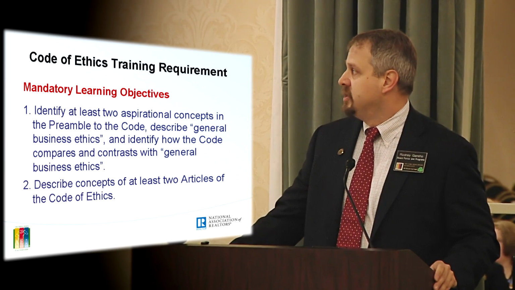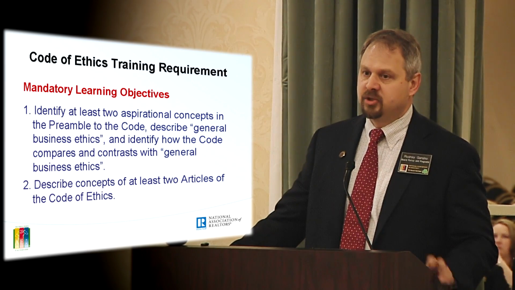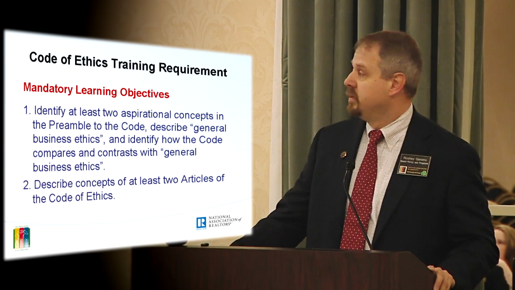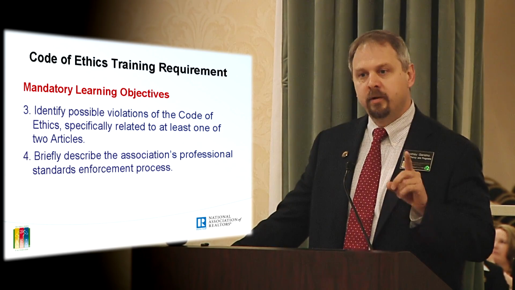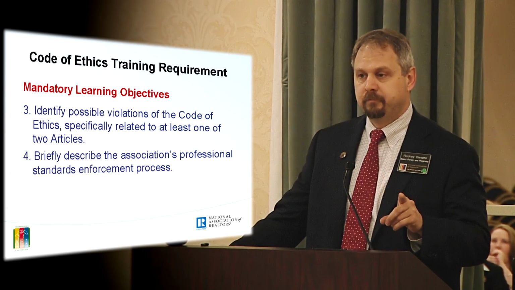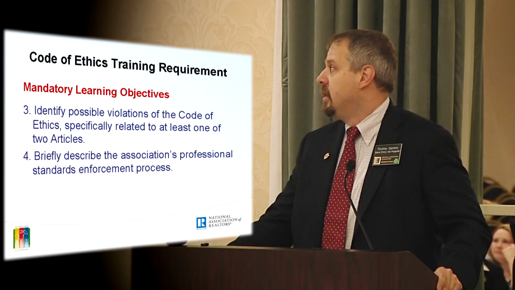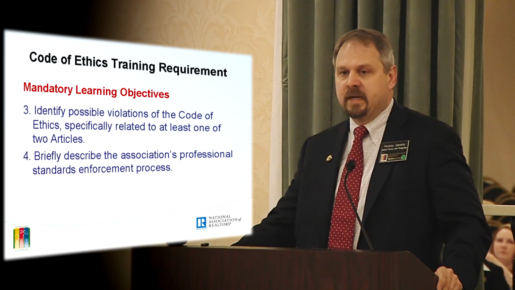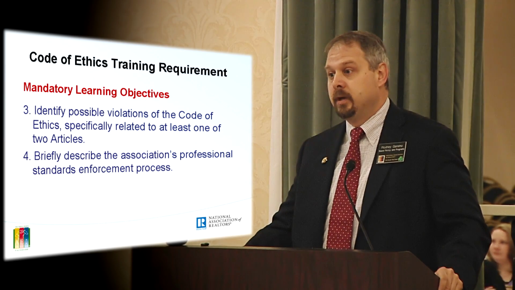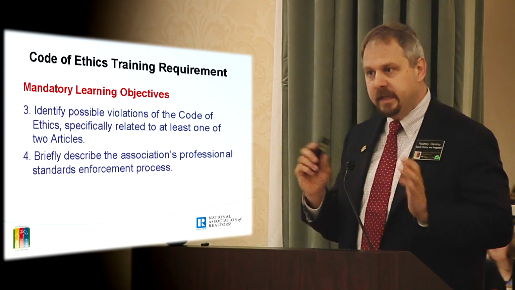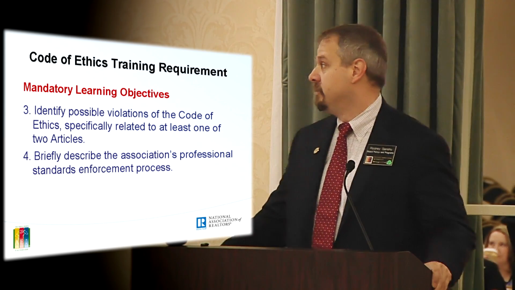The next objective is you have to cover at least 2 articles of the 17 articles of the Code of Ethics, just 2. Of those 2, the third learning objective requires that you cover possible violations of one of those 2 articles. And the last objective is you have to briefly describe the association's professional standards enforcement process, ethics complaints, arbitration requests. That's it. Those are the 4 mandatory learning objectives. You can see that it's somewhat easy to build a course around those. And the group did that purposefully.